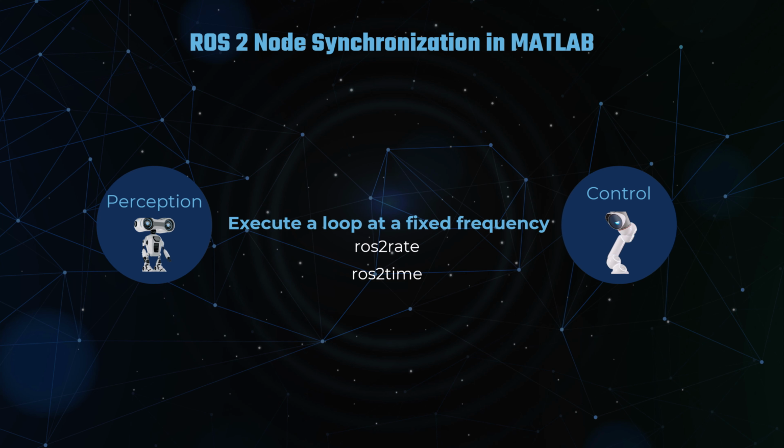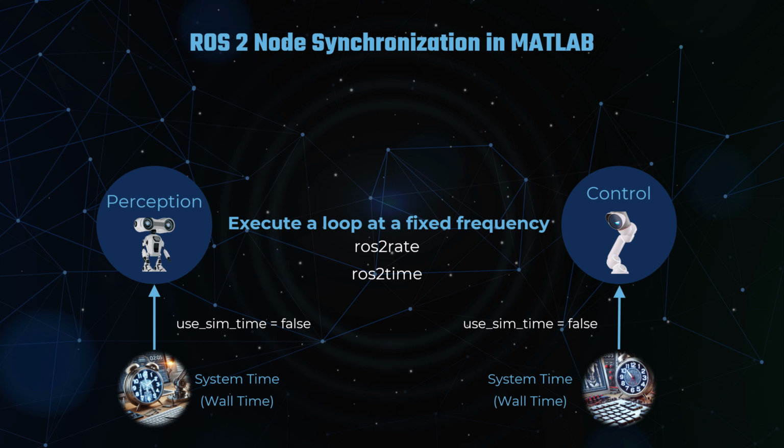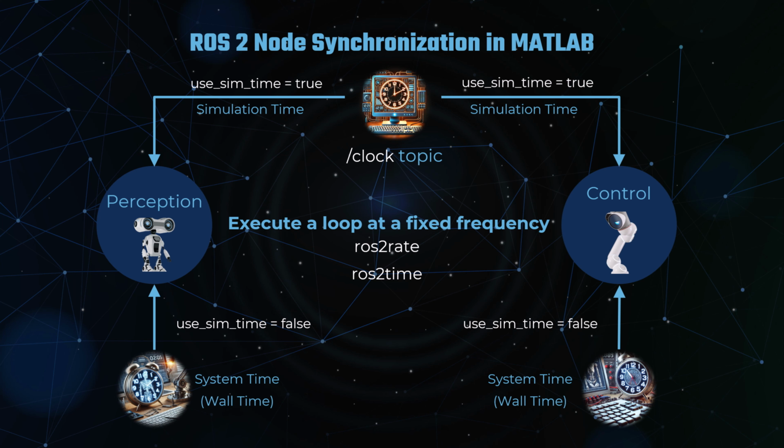In MATLAB, using the ROS2 rate object allows you to execute a loop at a fixed frequency. It uses the ROS2 node as a source for time information depending on the useSimTime ROS2 parameter. If useSimTime is set to false, the ROS2 time is based on the system clock of your computer, called system time or wall time. If useSimTime is set to true, the ROS2 time is based on the simulation time, which requires the published /clock topic.